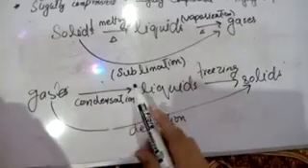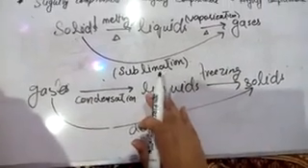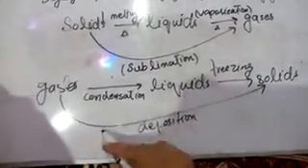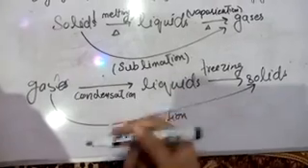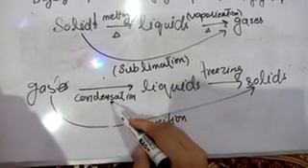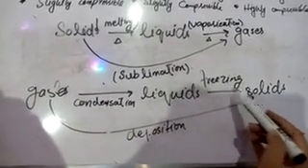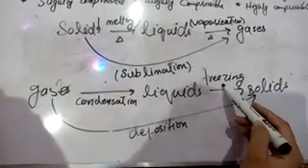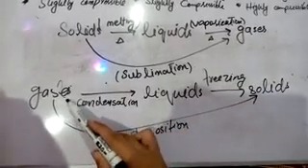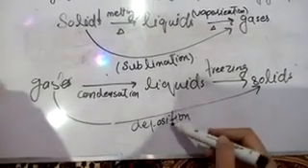We can also change gases into liquids again and liquids into solids again. These have other procedures and other phenomena. The conversion of gases into liquids is called condensation. The conversion of liquids into solids is called freezing, and the conversion of gases to solids is called deposition.